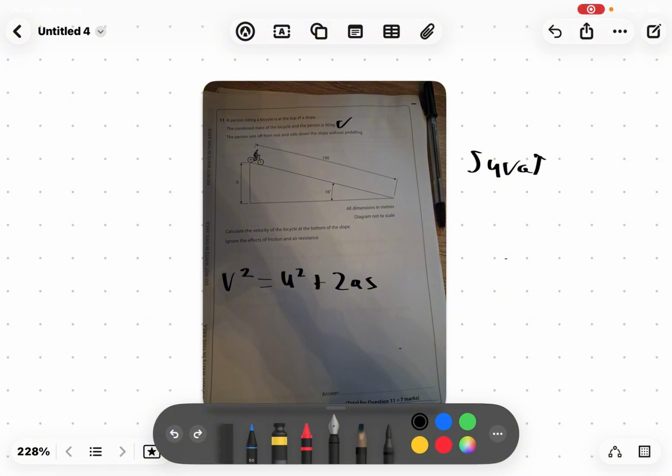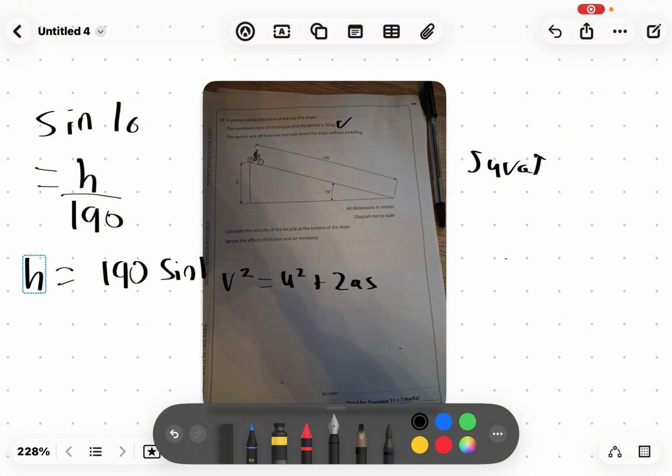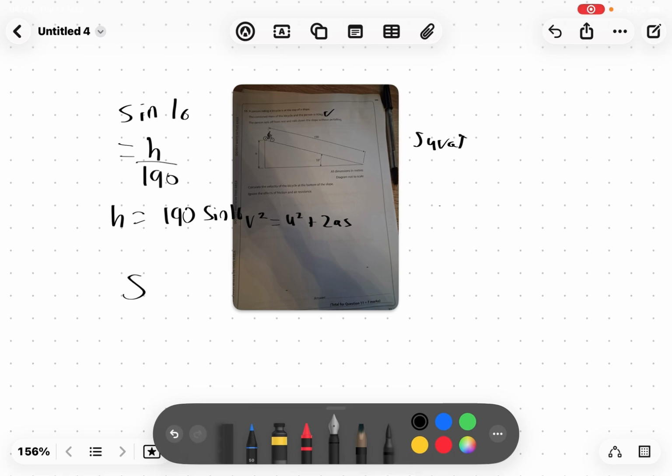Okay, basically how they found height is sine 16, because of the 16 here, equals h divided by 190. So h is equal to 190 sine 16, which I'm kind of confused about, because why is there a sine? Well, I guess it's because it's vertical. Most likely, yes. So the height equals 52.4. Okay, basically after that, the formula, right?